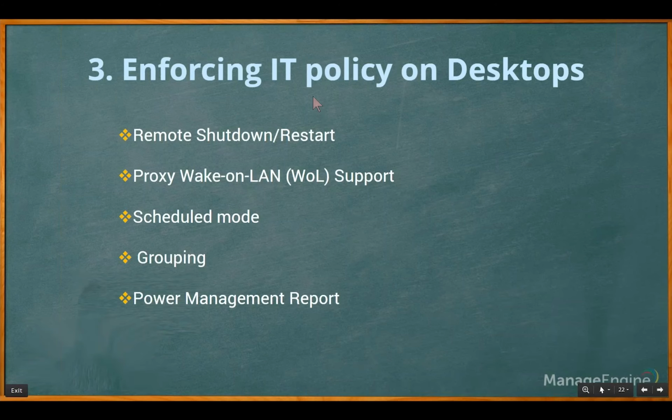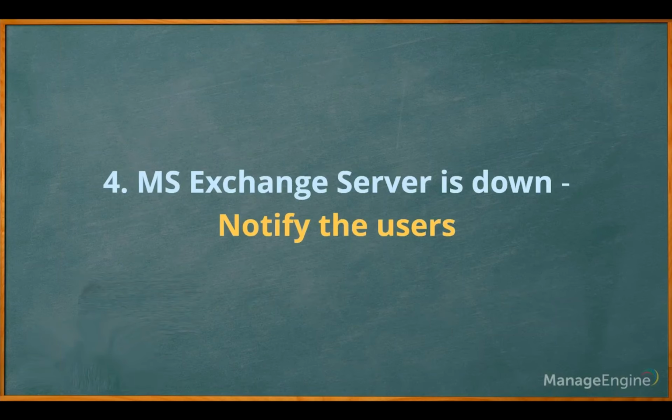So we are talking about capabilities of remotely restarting a computer, shutting down a computer, configuring wake on LAN, scheduling it periodically, applying it for groups, and generating reports for your management purpose. So the last use case that I wanted to talk about here is notifying users when there is a critical situation. Usually we send out a lot of emails. What if your Microsoft Exchange server is down and you really wanted to notify users?